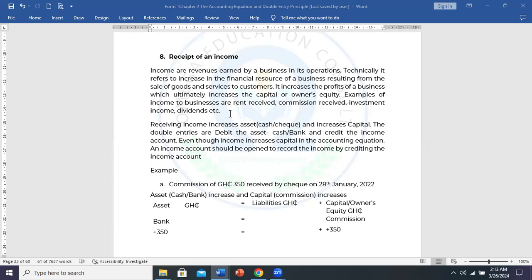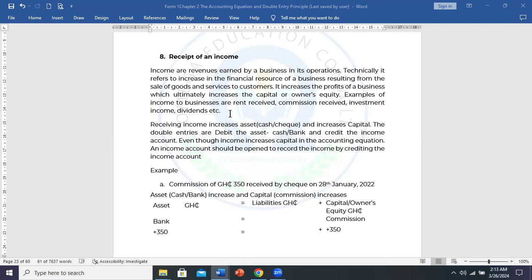Receiving income increases assets (cash or check) and increases capital. The double entries are: debit the assets, cash or bank, and credit the income account. Even though income increases capital in the accounting equation, an income account should be opened to record the income by crediting the income account.